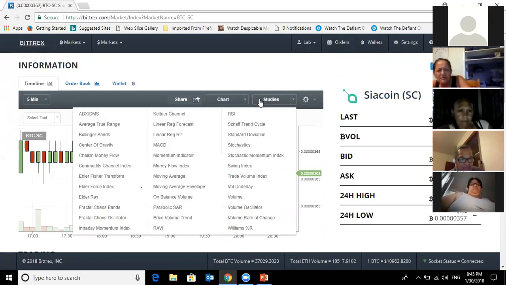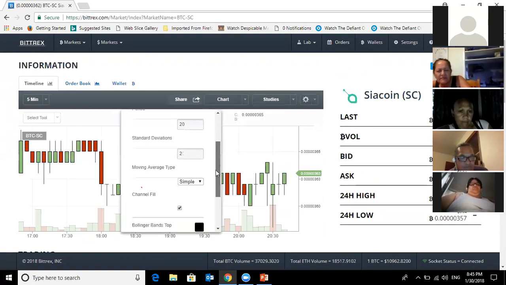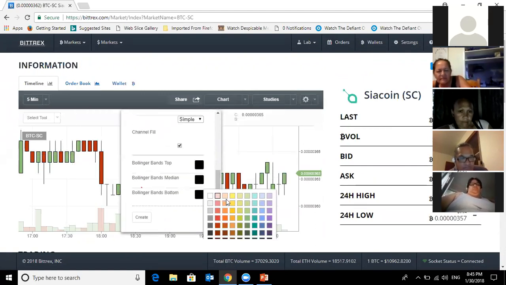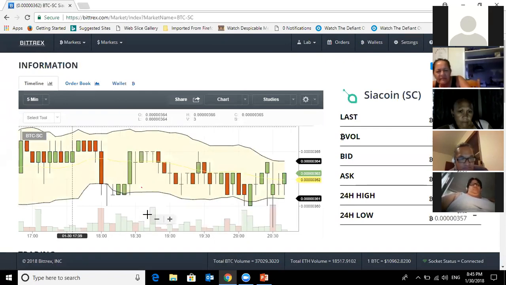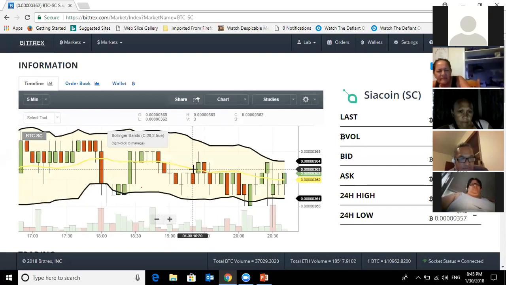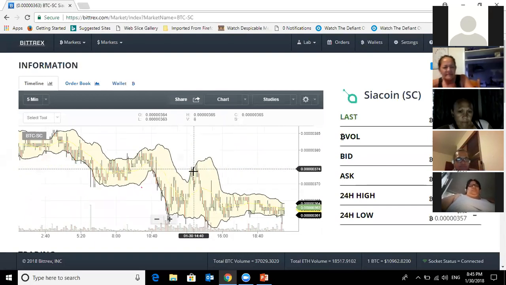Choice. And we need to add our Bollinger Bands. Add there. Just change this to a light yellow, just a medium. Create the bands. Boom, there we go. All right, now we're going to go and look for another squeeze.